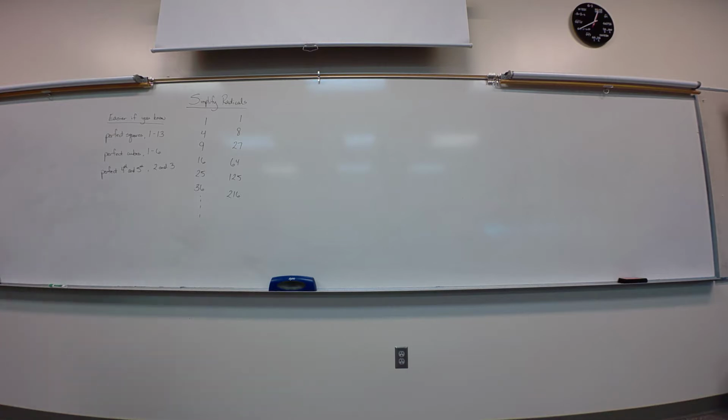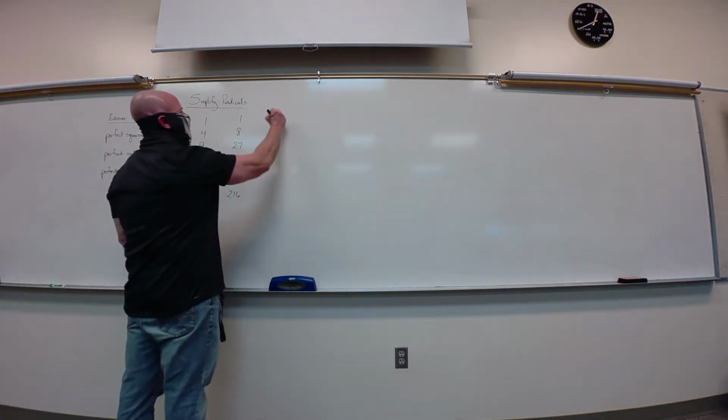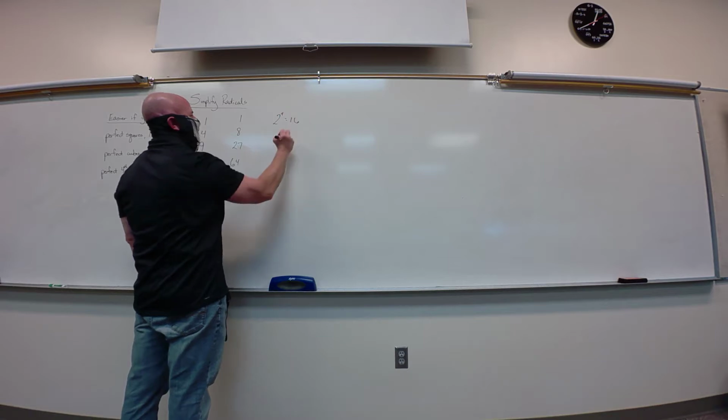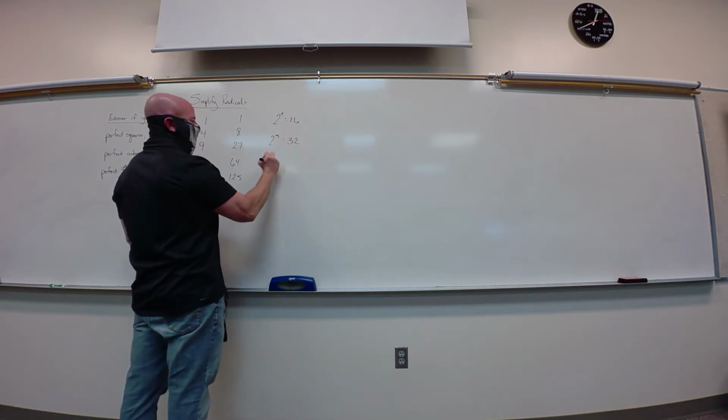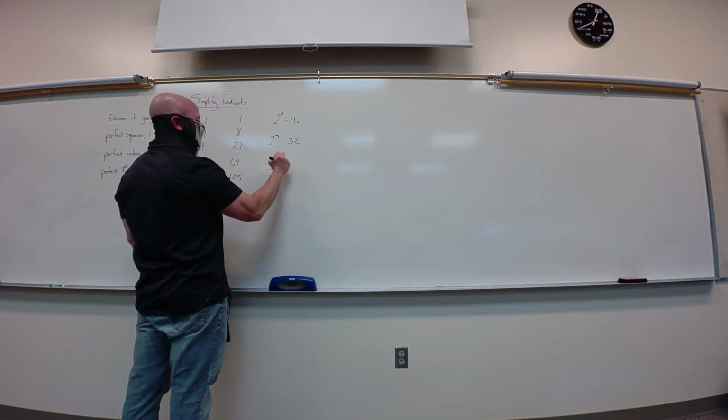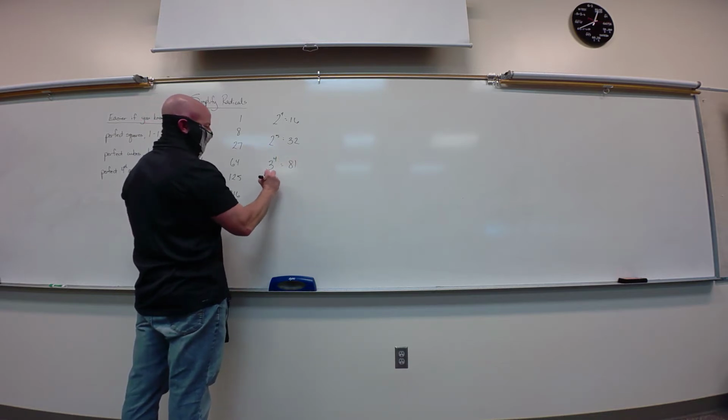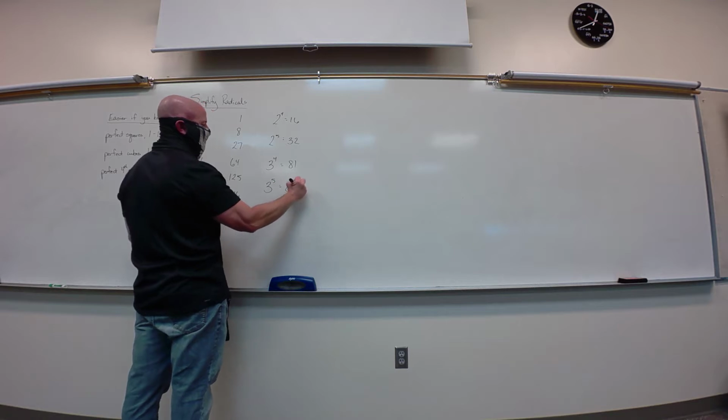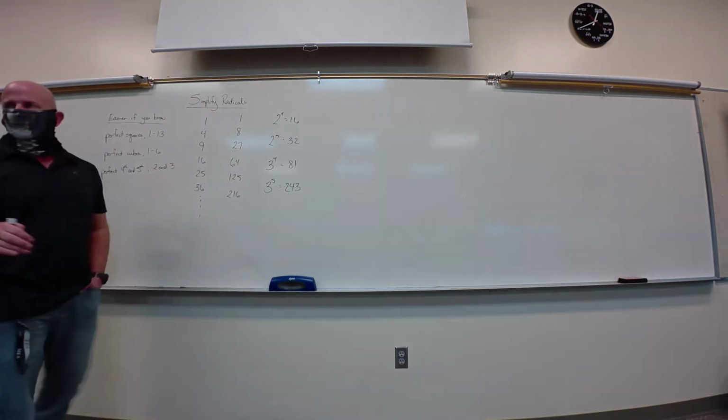2s and 4s, or 2s and 3s. 2 to the 4th is 16. 2 to the 5th is 32. 3 to the 4th is 81. 3 to the 5th is 243. And the reason I'm just saying those is they're the more common ones. Okay?